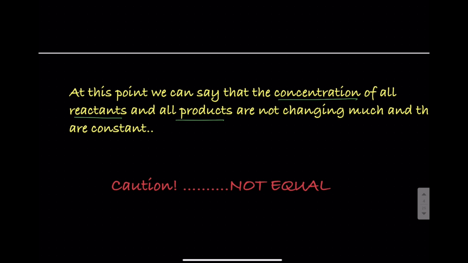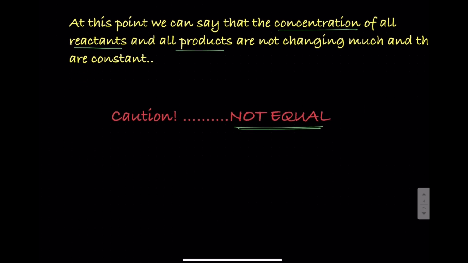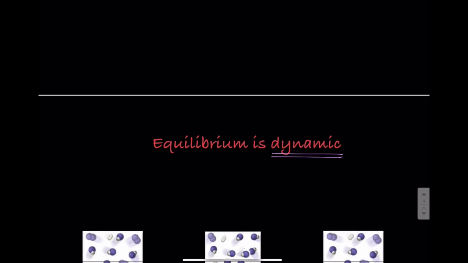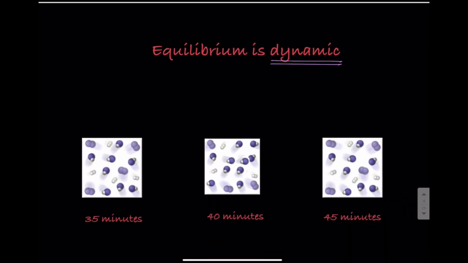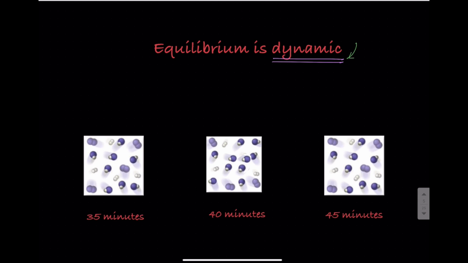Bear in mind that this does not mean that the reactant and the product concentrations are equal. They're just constant. In some cases, they can be equal, but it doesn't mean that whenever a system is in equilibrium, the product concentration is equal to the reactant concentration. That is not right. Now, the equilibrium is said to be dynamic. What do we mean by the term dynamic?